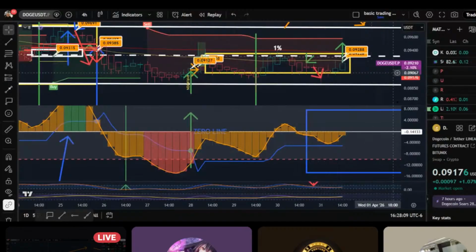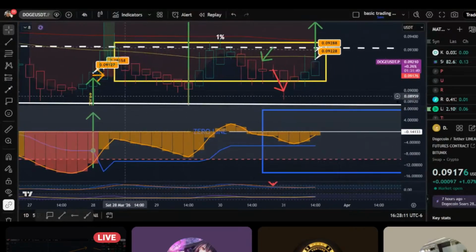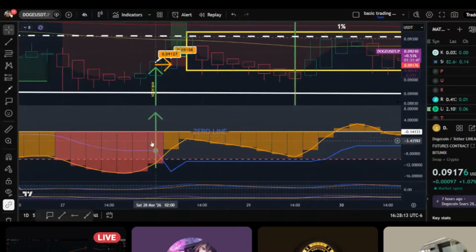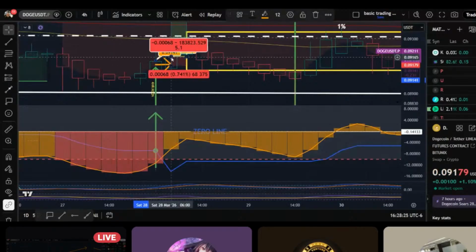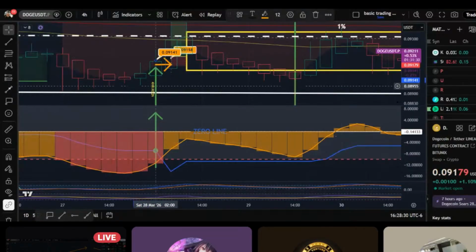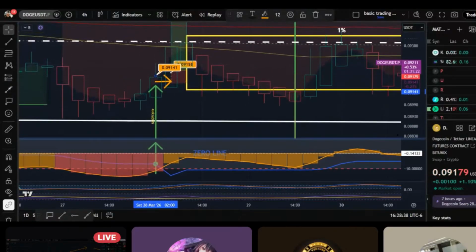So it triggers to where we can start to say that this triggered on March 28th at 2 a.m., which is about 3 days ago. There was a bullish signal that came in at 9141 on Doge. And that just lets us know that there's volume coming in at that time and that we should be looking for an entry, or what we call a live trade.